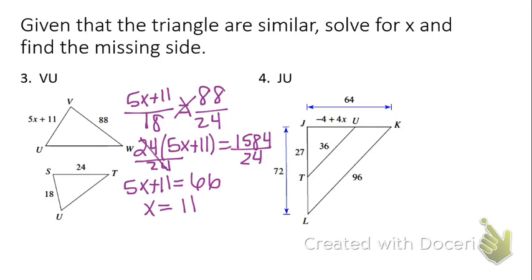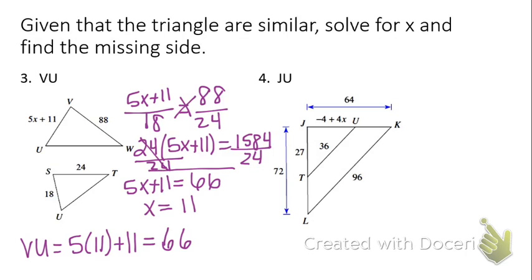But on these, it's tricky because they might not even ask you for x. They might ask you for the side. So you always want to check and see. And this problem wants to know VU. So to find that, we have to plug in that 11. So VU equals 5 times 11 plus 11. And so that is 66. So really check and make sure you know what they're asking you for on these problems.